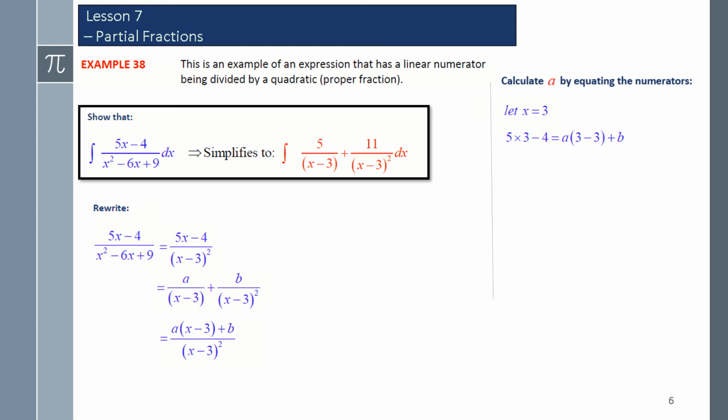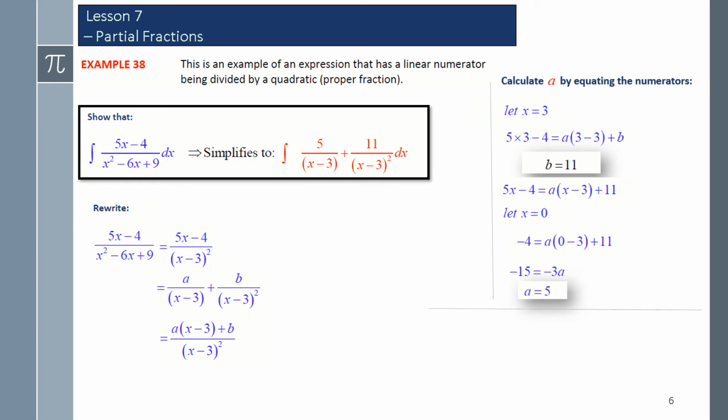When we do that, we're going to let x equal 3. So now I've equated: there's my 5 times 3 - 4 equals A times (3 - 3) plus B. B equals 11. Now I've equated the numerators again, and we know that B is 11. So let's let x equal 0. Now we can find what A is. Rearranging and finding a value for A, we have A equals 5.